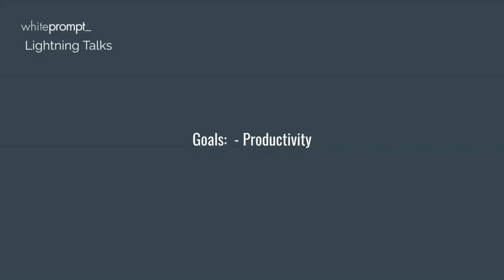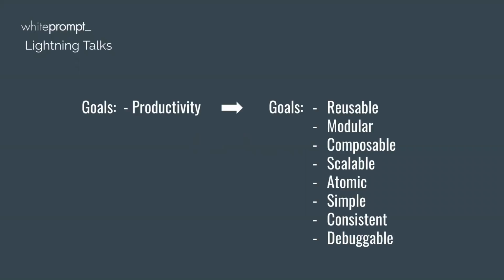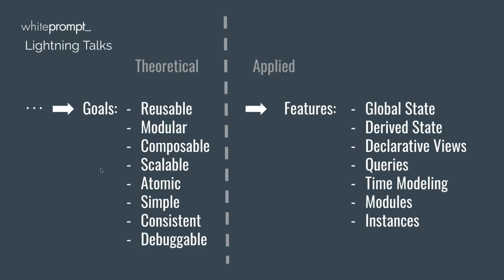So how do I get productivity? The first things that come to my mind is I want an architecture that is reusable, modular, composable, scalable, atomic, simple, consistent, and debuggable. And how do I get an architecture that has these characteristics? Well, that's the part that's in my personal experience. I came up with these features that fulfill these goals.